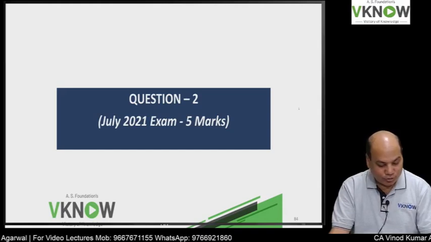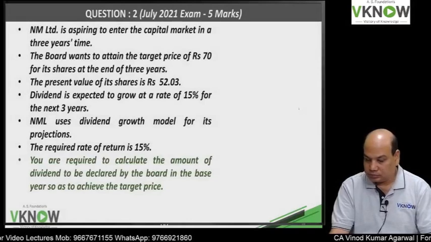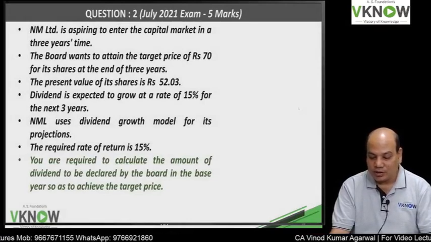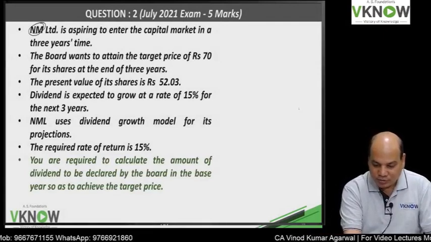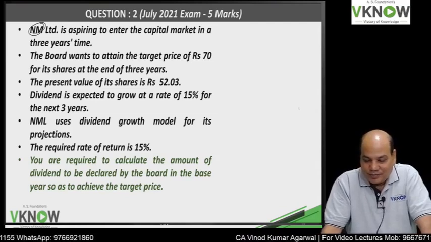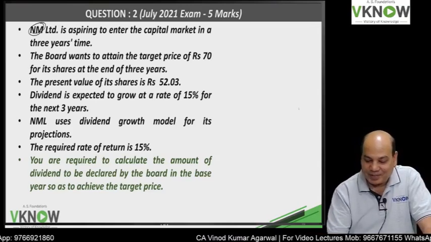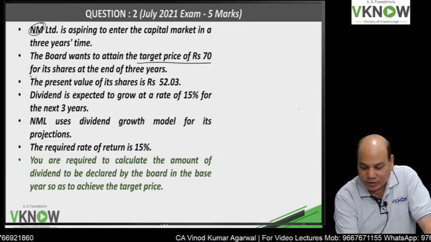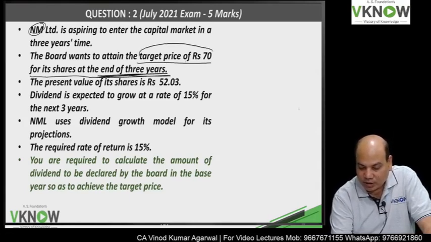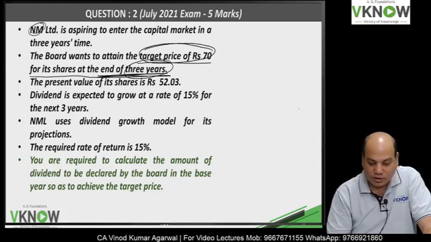Now try question number 2. This is from the July 21 exam for 5 marks. NM Limited is aspiring to enter the capital market in 3 years' time. NM, Narendra Modi Limited. Okay. We will not make more comments on that. The board wants to attain the target price of 70 for its share at the end of 3 years. So what is the target price after 3 years? 70 rupees.